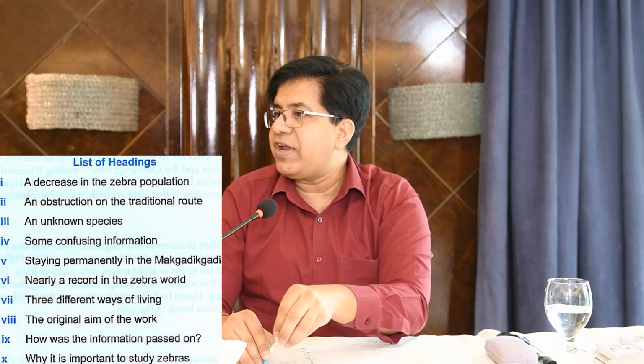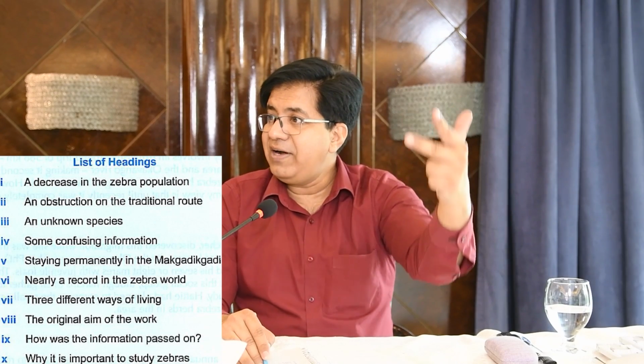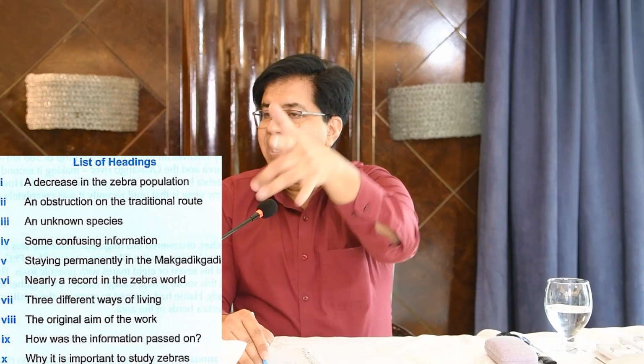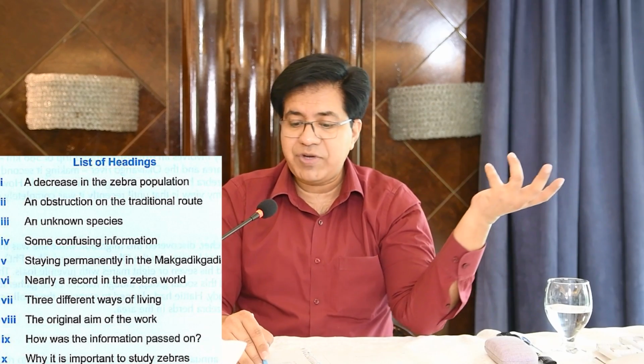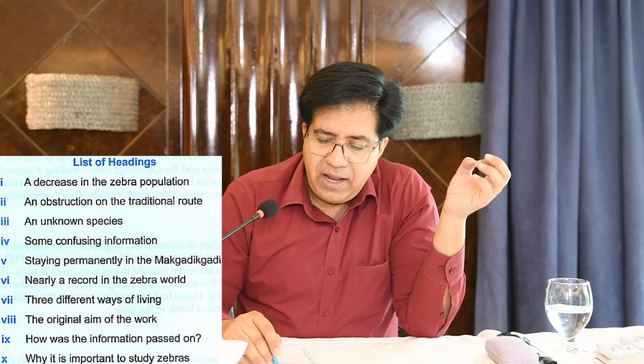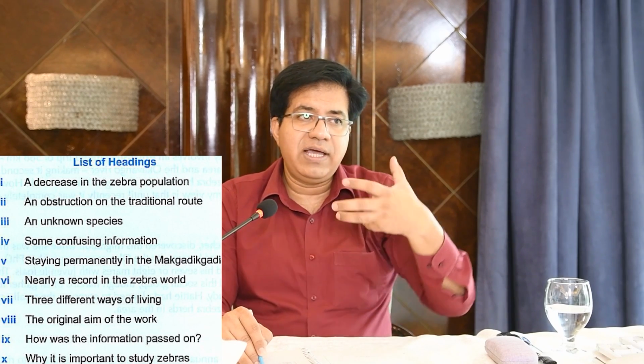Heading number 7, three different ways of living. Now for three different ways, they say one way, another way, and the third way. Sometimes they use first, second, third. Sometimes one way is this, another way is that, and then there is one more. So that means three ways of living. Heading number 8, original aim of the work. Original aim of the work means purpose of work. So in one paragraph, the writer will say, that was the aim of my research. Work means research. Aim means purpose.